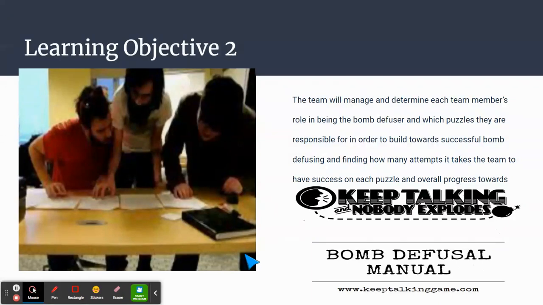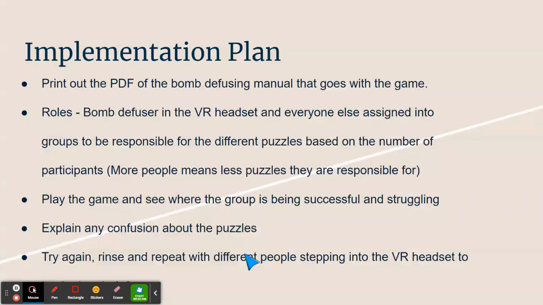And then if there's certain puzzles that people are having a hard time figuring out, reworking the teams so that the correct people are on certain puzzles. And then just to see, this is to gauge their ability in the social aspect of determining roles that each person will be best at for team success.